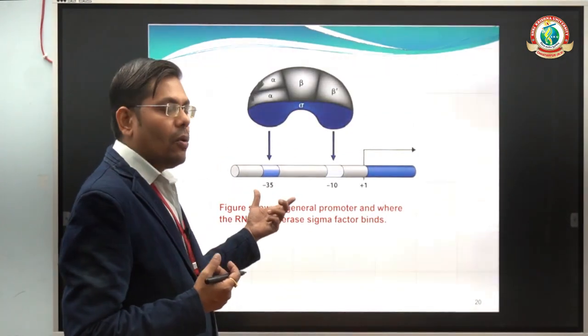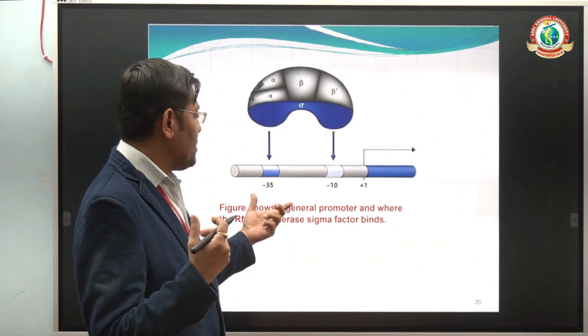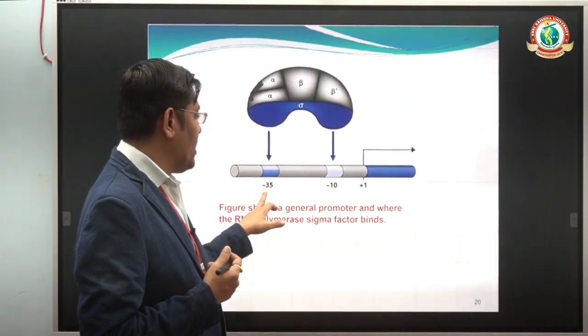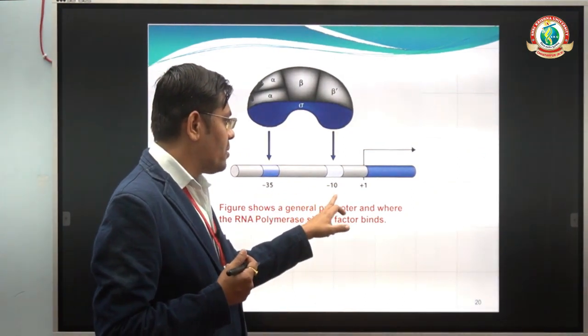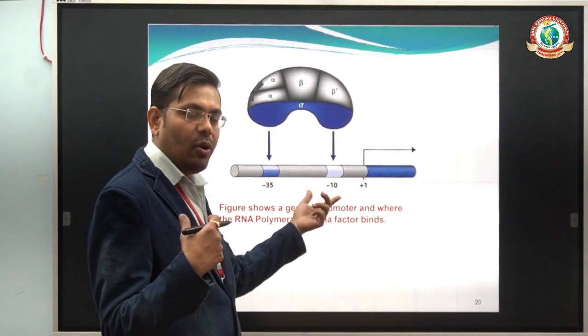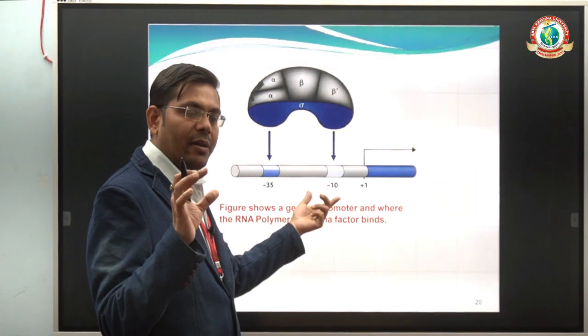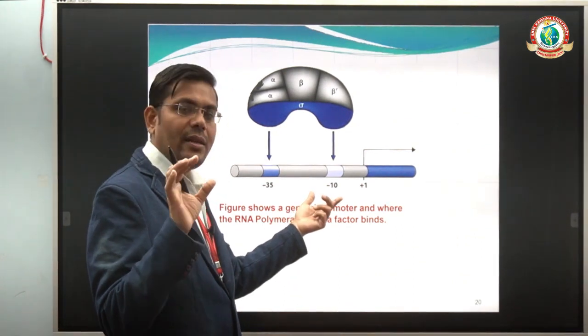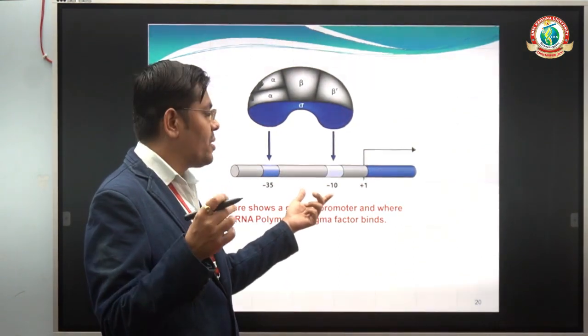Like this one, this is also a slide of the promoter region of RNA polymerase, that is the -35 box, -10 box, and +1 box. The -10 box is recognized as the Pribnow box or TATA box. Why is it the TATA box where transcription gets started?